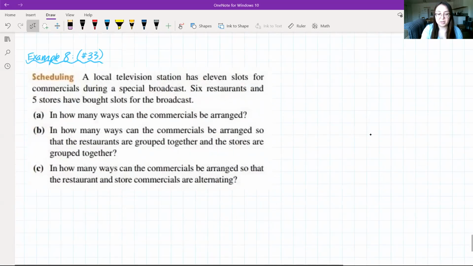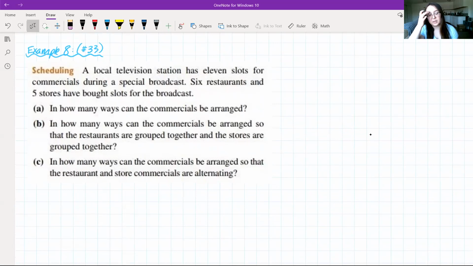All right. So now we can do our last example, which is example 8. This is going to be number 33 in your book. And we have that a local television station has 11 slots for commercials during a special broadcast. 6 restaurants and 5 stores have bought slots for the broadcast. So for question A, we want to say in how many ways can the commercials be arranged? B is how many ways can the commercials be arranged so that the restaurants are grouped together and the stores are grouped together? And then for part C, we have in how many ways can the commercials be arranged so that the restaurant and store commercials are alternating.